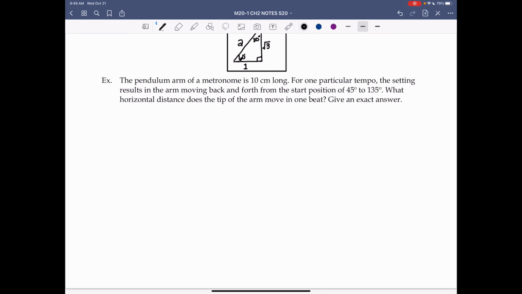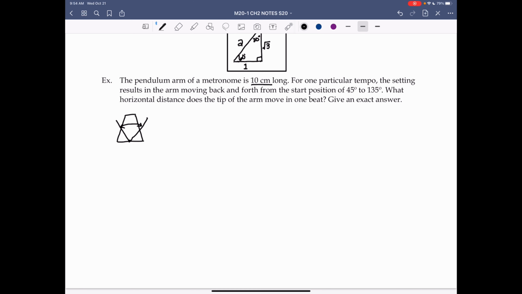Give an exact answer. If you don't know what a metronome is, you've probably seen them in movies. That's actually the only place I've ever seen them. They're usually on a wood background, and in the center there's a stick attached that swings back and forth, going tick tick tick tick as it moves. This pendulum arm is 10 centimeters.